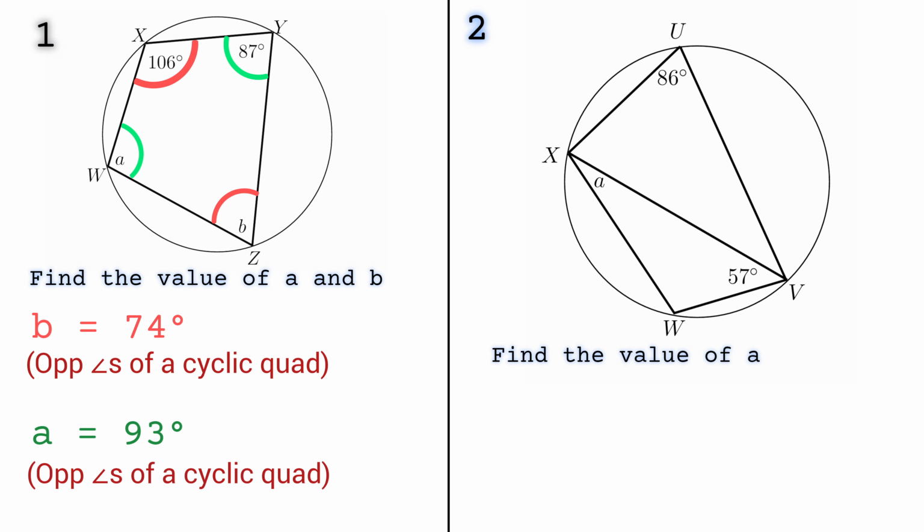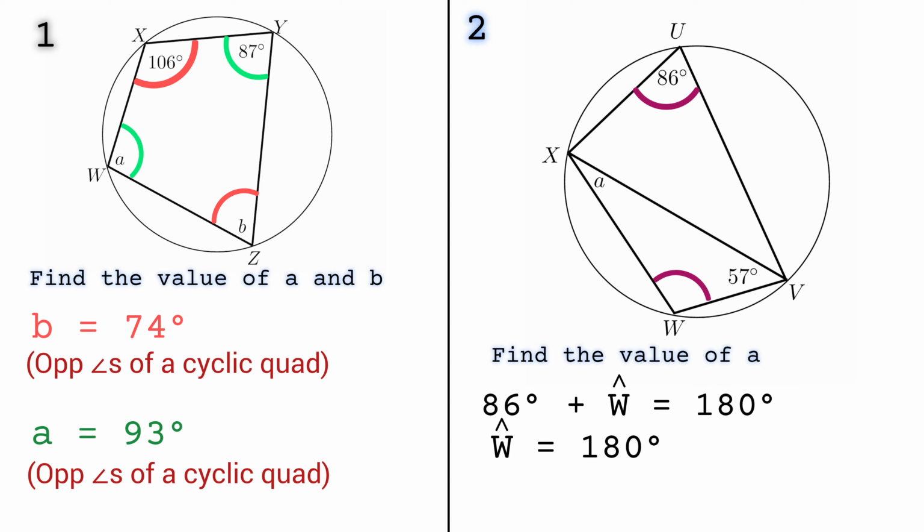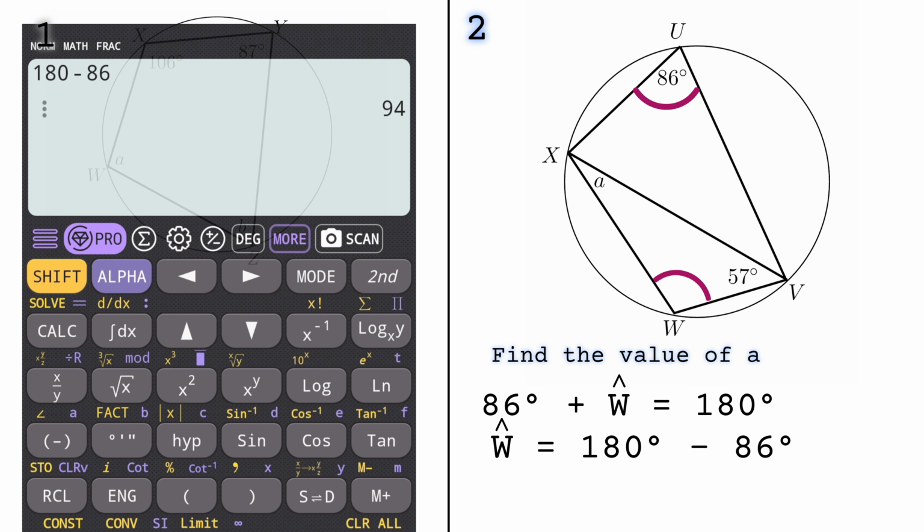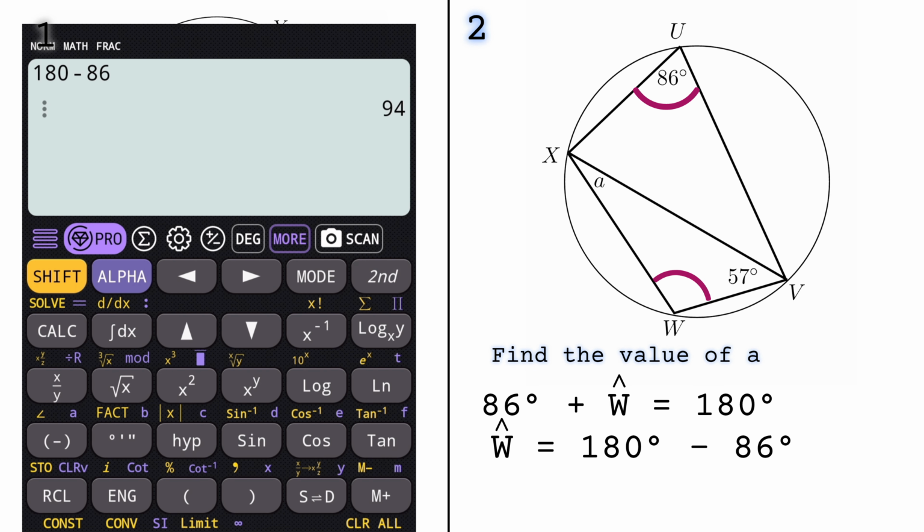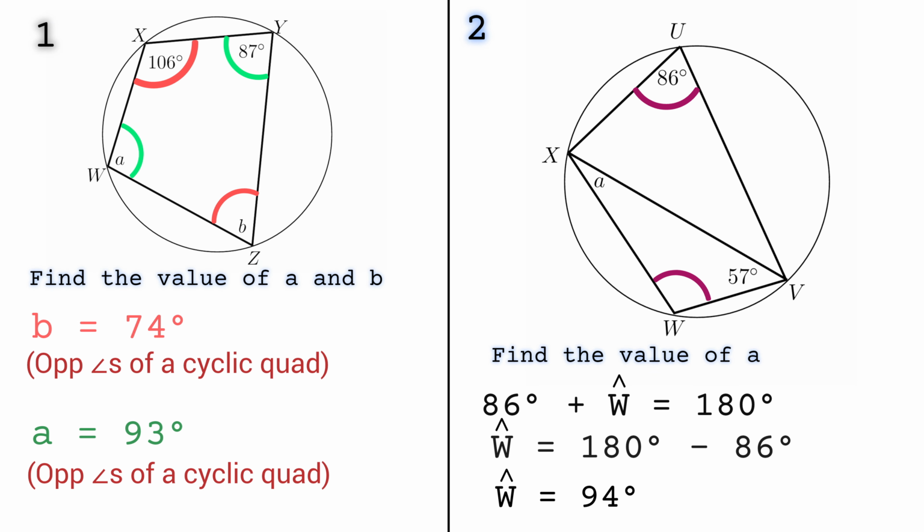In the second example, angle U plus angle W add up to 180 degrees. Then we group the like terms by taking 86 degrees to the other side of the equal sign, which will give us 94 degrees. So the size of angle W is 94 degrees.